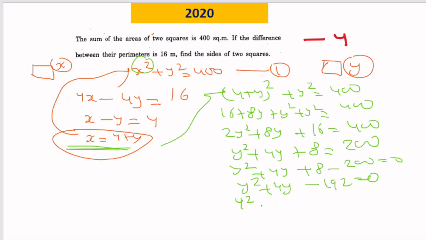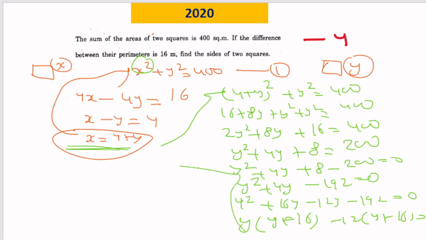Again, you get the factors by any method: y² − 4y − 192 = 0. You can pause the video and try to factor it yourself. You'll get the same factors. So take y common: y(y + 16), take −12 common: −12(y + 16) = 0. Now you'll have two factors.